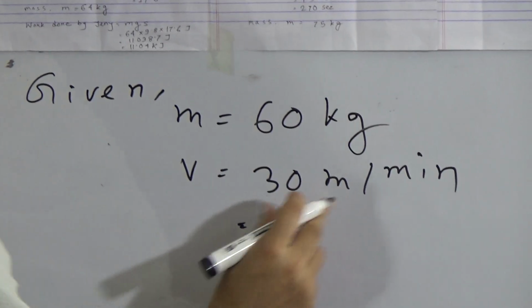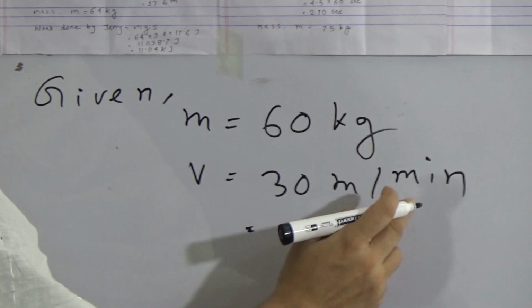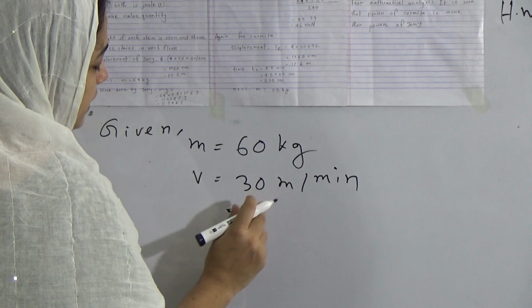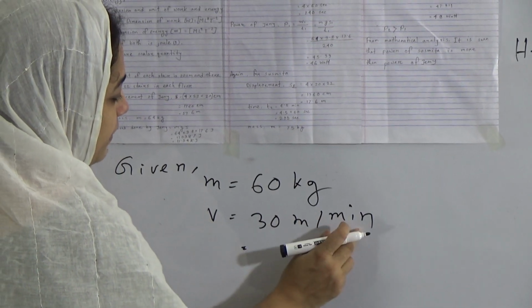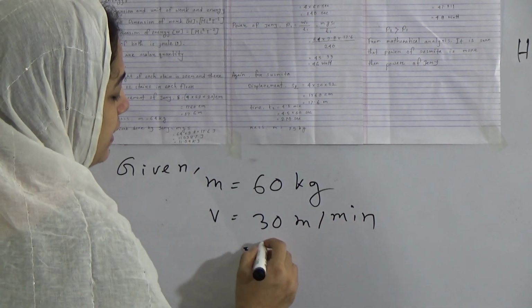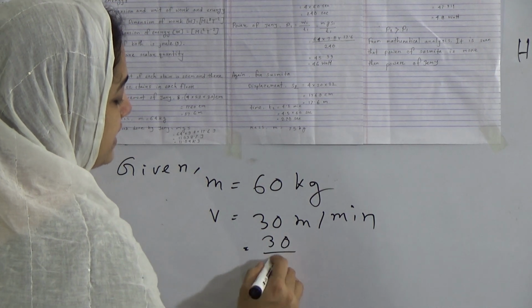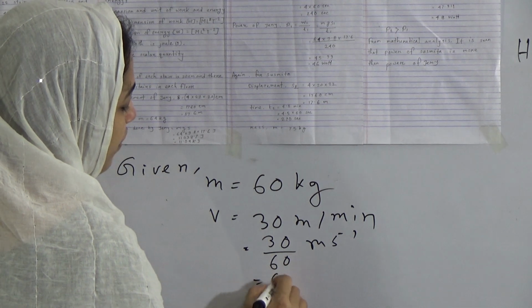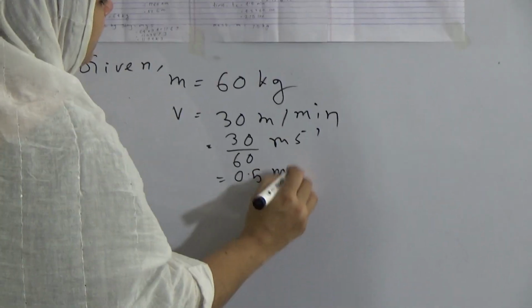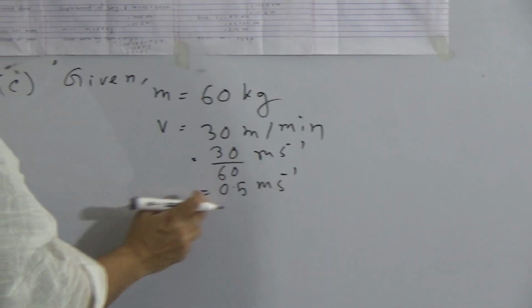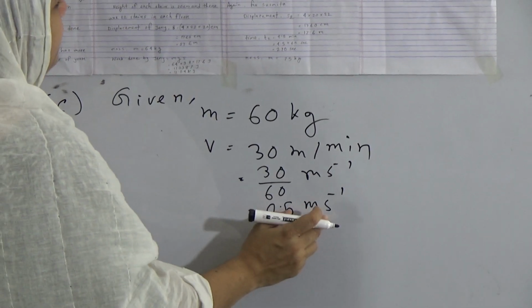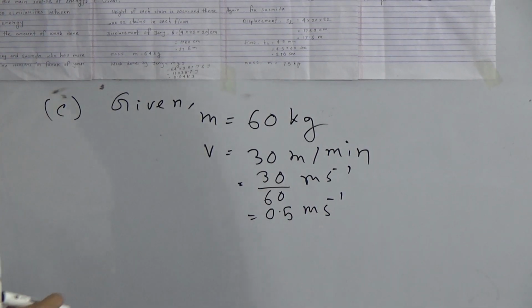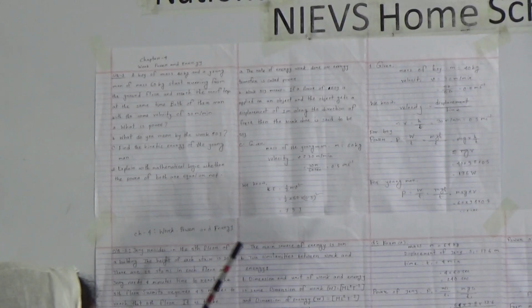So we have to convert this meter per minute into meter per second. Then 30 divided by 60 meter per second. That means 0.5 meter per second. The velocity is 0.5 meter per second. Now we have to find out the kinetic energy of the young man.